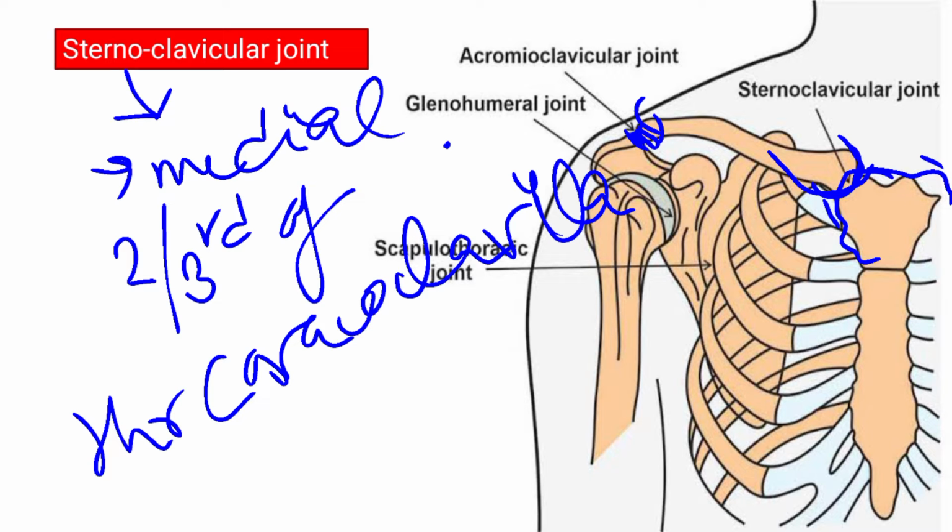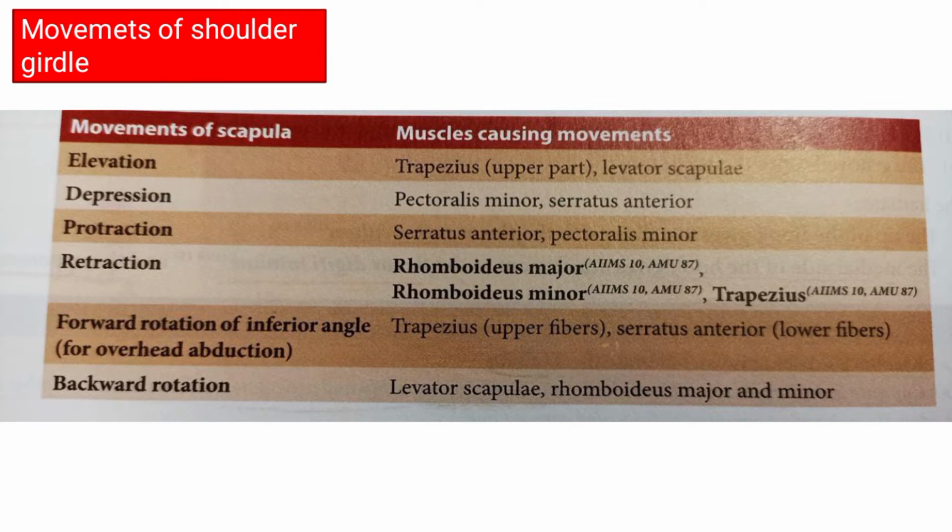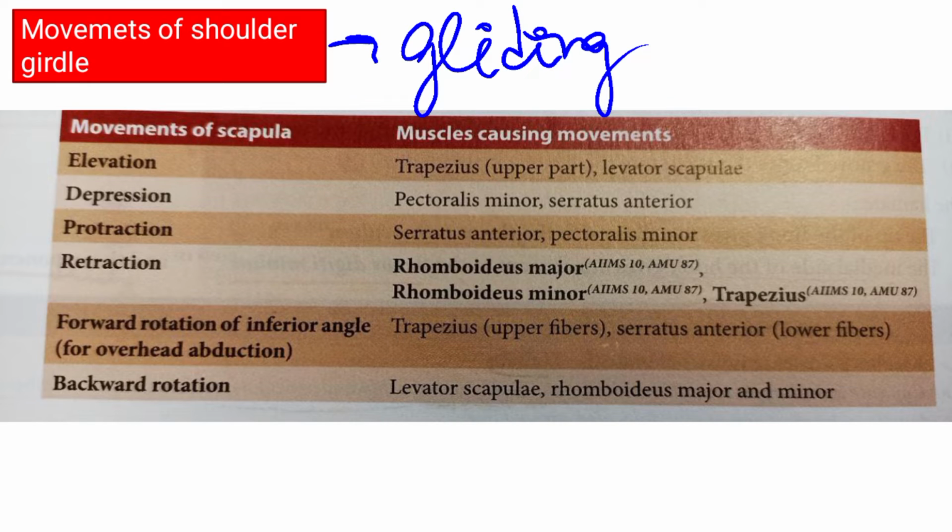Then the movements of the shoulder girdle. Both acromioclavicular and sternoclavicular joints allow gliding, also known as translatory, and rotatory movements of scapula. The scapular gliding includes elevation, depression, protraction and retraction, and scapular rotation may be forward or backward as expressed by movements of inferior angle of scapula. So here is the list of the movements.